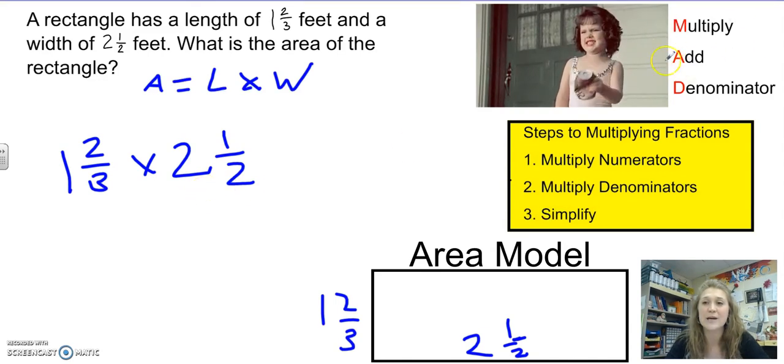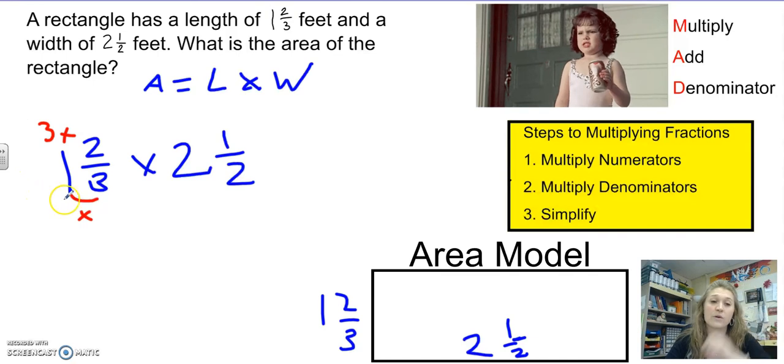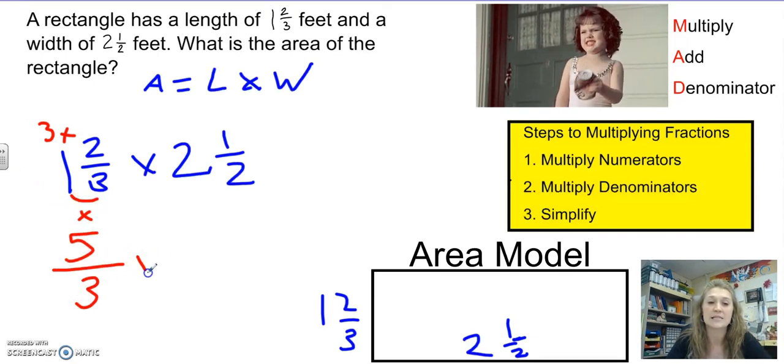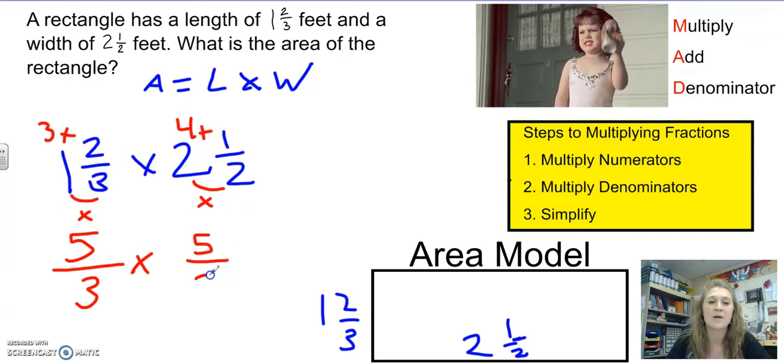The first thing that we're going to do is get MAD. We're going to turn our mixed numbers into improper fractions. So first thing I'm going to do is multiply. 3 times 1 is 3, and I'm going to add 2 to that. 3, 4, 5. My D tells me my denominator stays the same. Do the same thing with our other mixed number. 2 times 2 equals 4, and 4 plus 1 equals 5. Our denominator stays the same. So now we have 5/3 times 5/2.